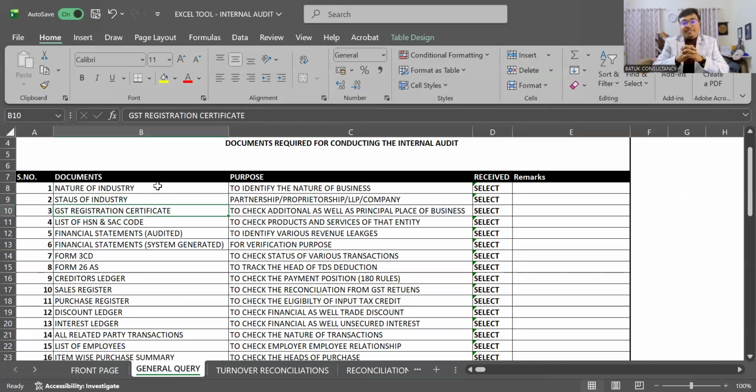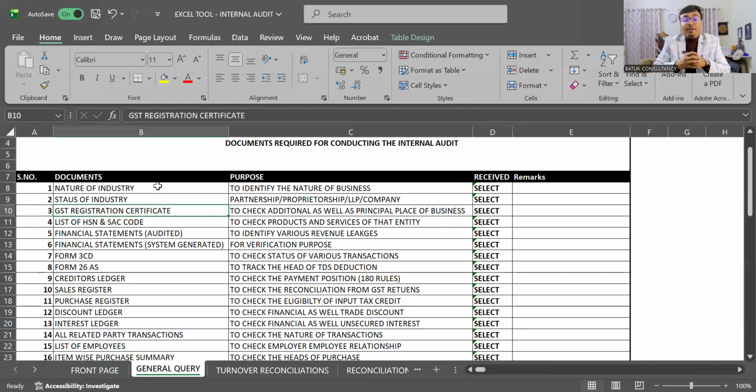GST registration certificate. When you are going for this type of internal audit, you should take the GST registration certificate so that you will find out what the principal place of business is, what the additional place of business is, or if there is any addition in additional place of business, whether the same has been reported on the GSTN portal or not. So through the GST certificate, we may confirm from our client that, sir, these are the addresses mentioned on the GST registration certificate. Just confirm these are perfect or there is any change, so that accordingly we can take necessary action.